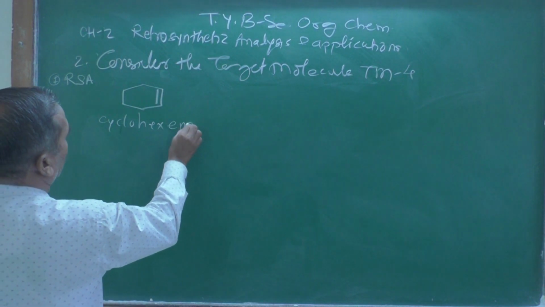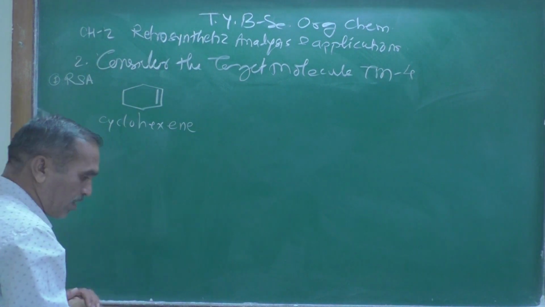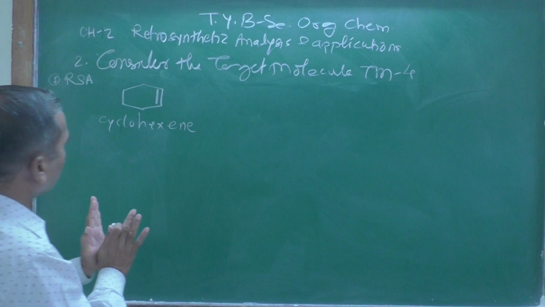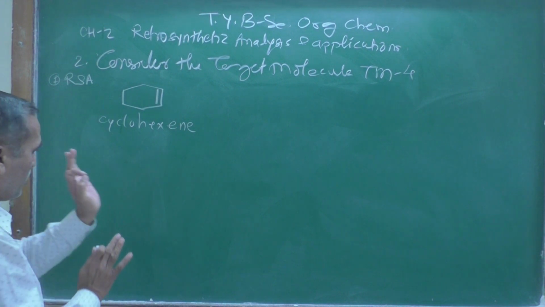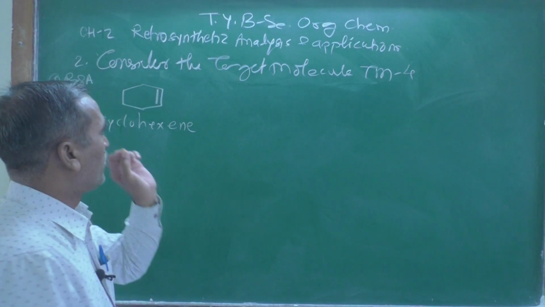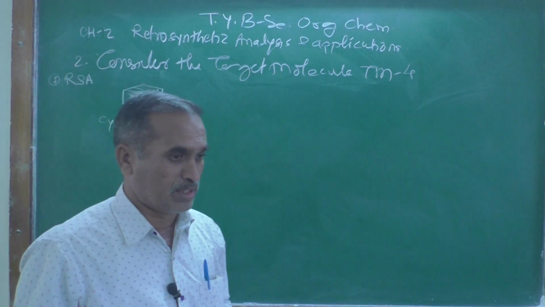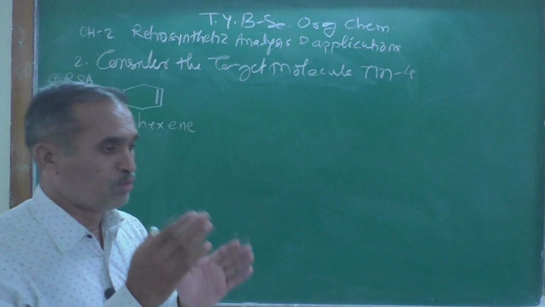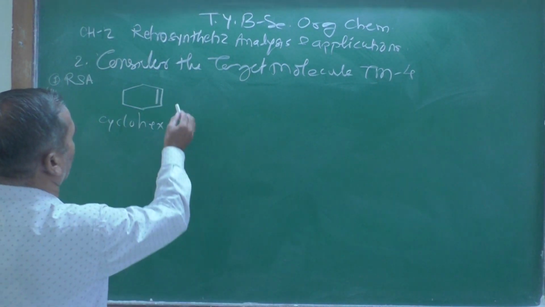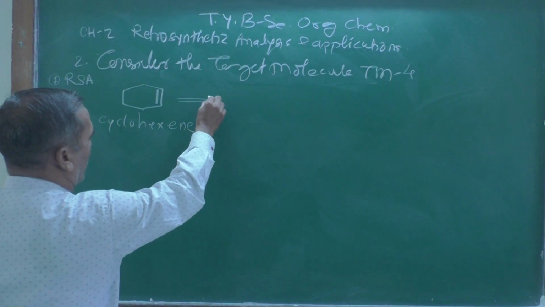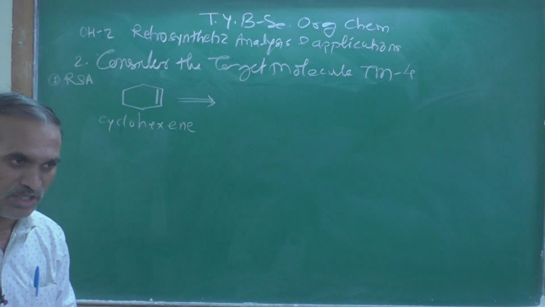So this is the name of this target molecule. Once you have done this, then we have recognized there is only one functional group, which is a carbon-carbon double bond. This carbon-carbon double bond, how could you obtain this one? So first one, show this arrow. This is the disconnection arrow.